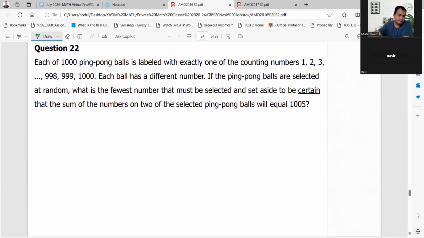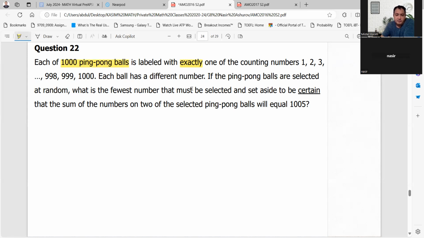Each of the 1,000 ping pong balls is labeled with exactly one of the counting numbers 1, 2, 3, dot dot dot, 998, 999, and 1,000. Each ball has a different number. If the ping pong balls are selected at random, what is the fewest number that must be selected and set aside to be certain that the sum of the numbers on two of the selected ping pong balls will equal 1,005?